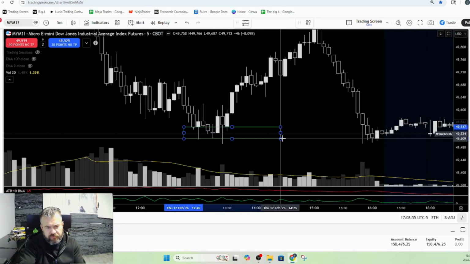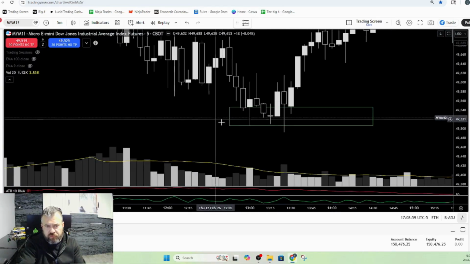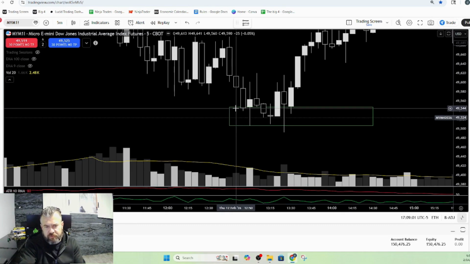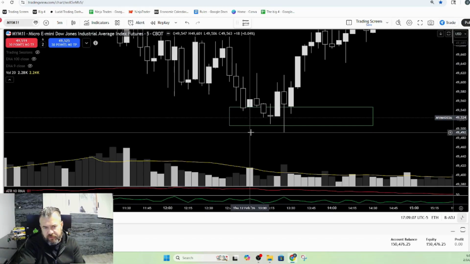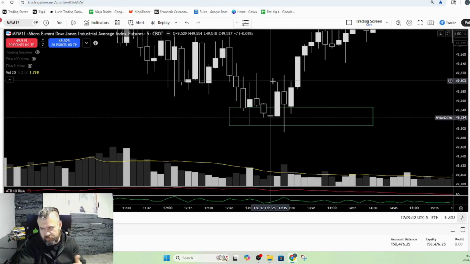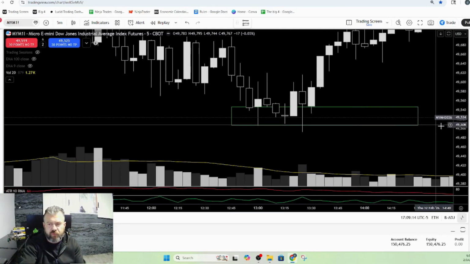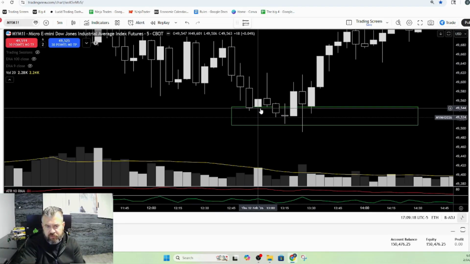So right here. So first of all, when I draw my SNR areas, I draw it based on a zone. So some people will draw it based on the wicks. Some people draw it based on the bodies. I do a zone. So I draw a zone from the highest body to the lowest wick if it's on the bottom. If it's on the top, I'm going to do the lowest body and the highest wick, just inversed.